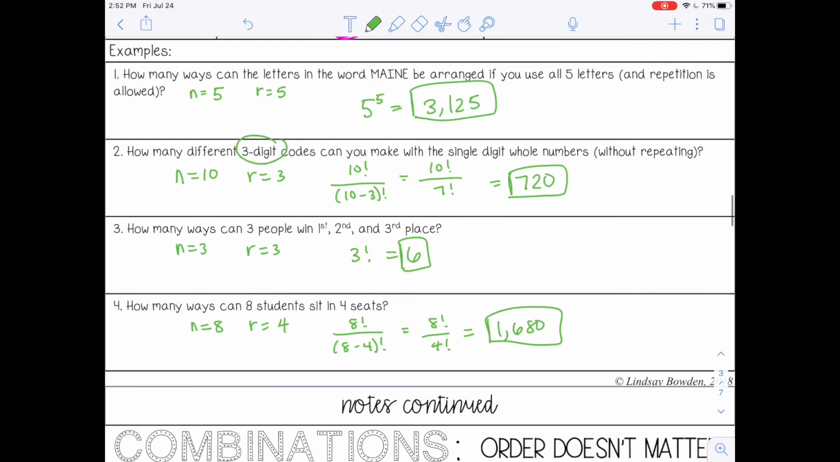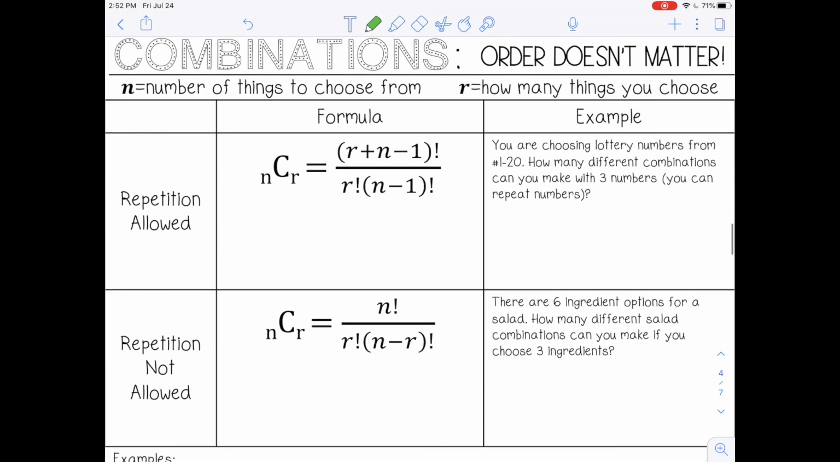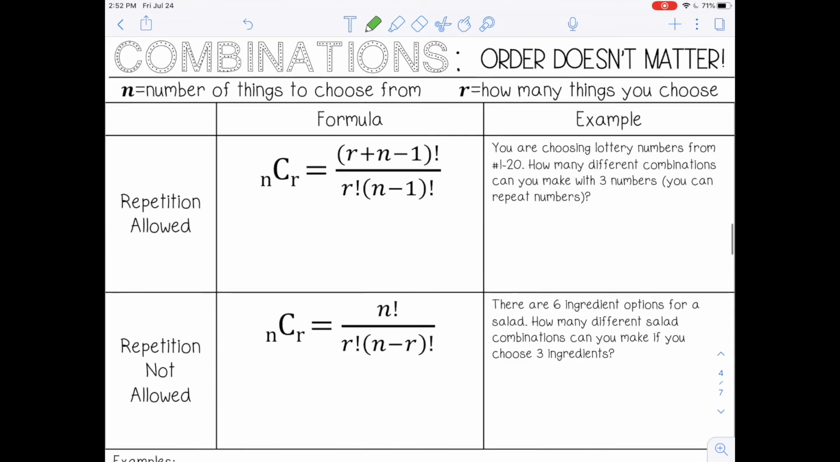All right, let's continue on to combinations. So remember, in combinations, order does not matter. And n is still the number of things to choose from, and r is how many things you choose. All right, so let's talk about when repetition is allowed. So here's the formula. It is a little bit crazy, so I will talk about another way to do this if you're not going to use this long formula.